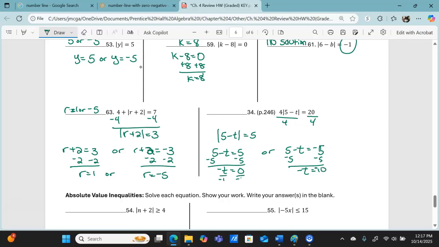Divide by negative 1, t still equals 0. Divide by negative 1, t equals 10. So t is equal to 0 or 10.